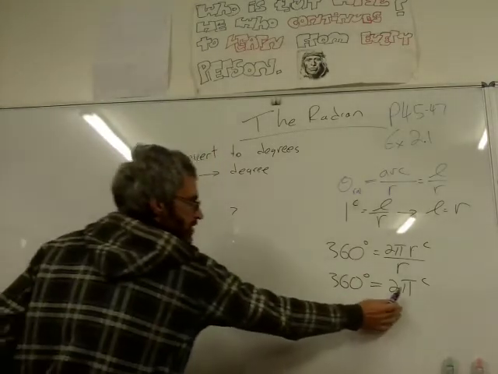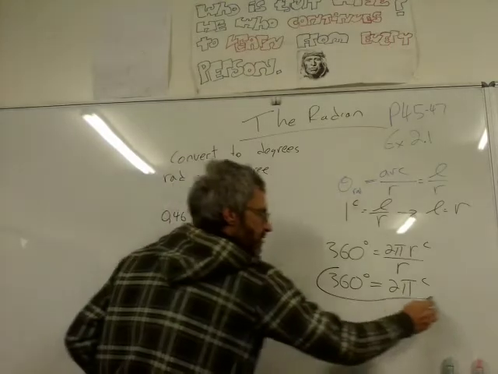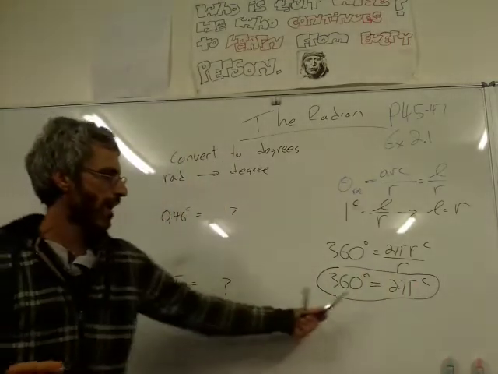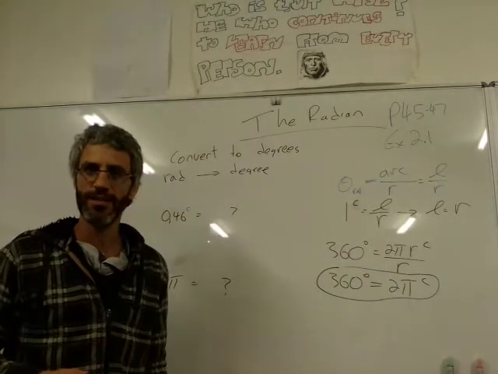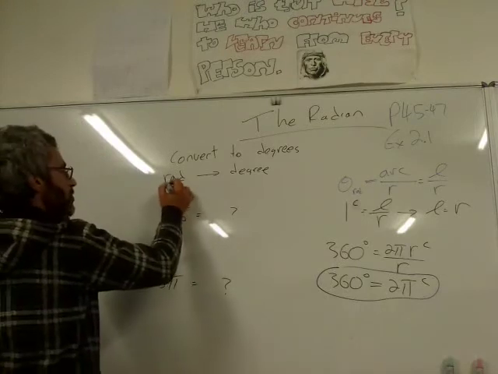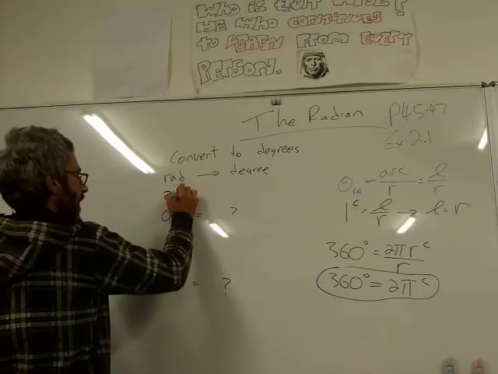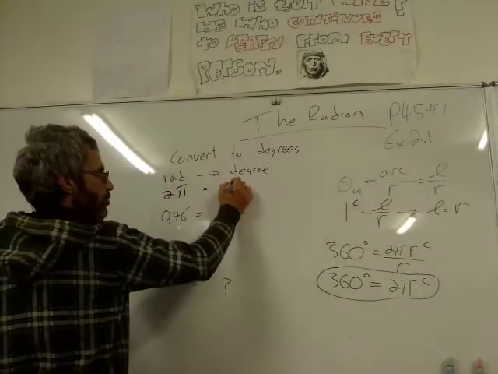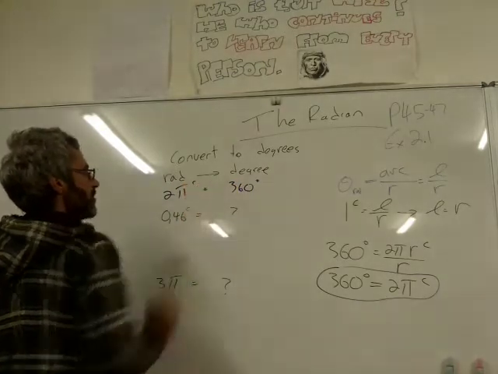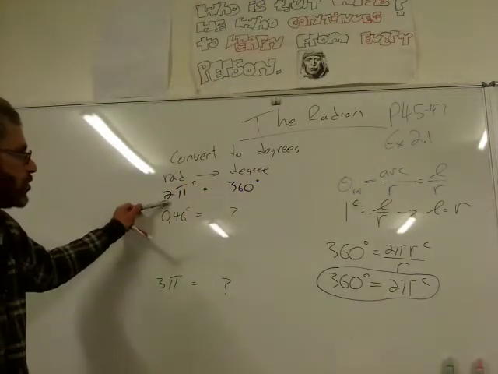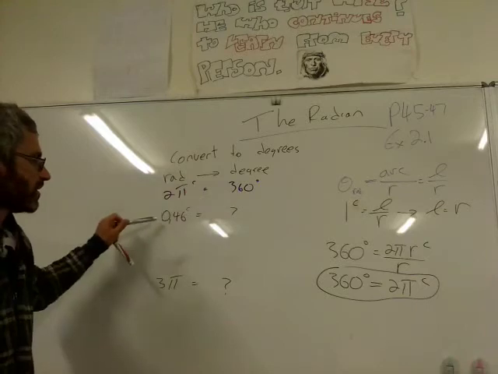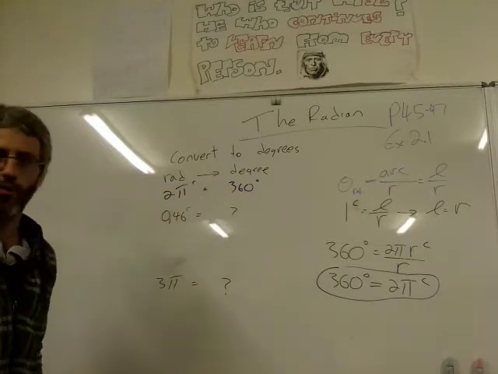What I have to do is look at this relationship that we just formed. 2 pi radians equal 360 degrees. So I'm going to write it down. Under the radian, I'm going to write down 2 pi. And that is equal to 360 degrees. Now, I know that 2 pi is equal to 360. I want to know how many degrees is 0.46.